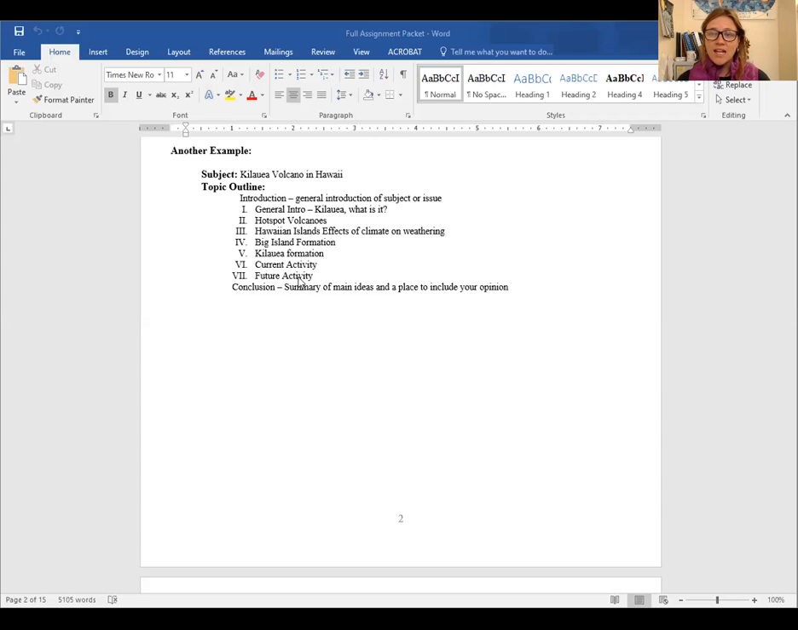Then, once I've given it all that background, which has important information about Kilauea, I'll start to talk about how that particular volcano formed. Then I can talk about the current volcanic activity. Then I can talk about future volcanic activity.